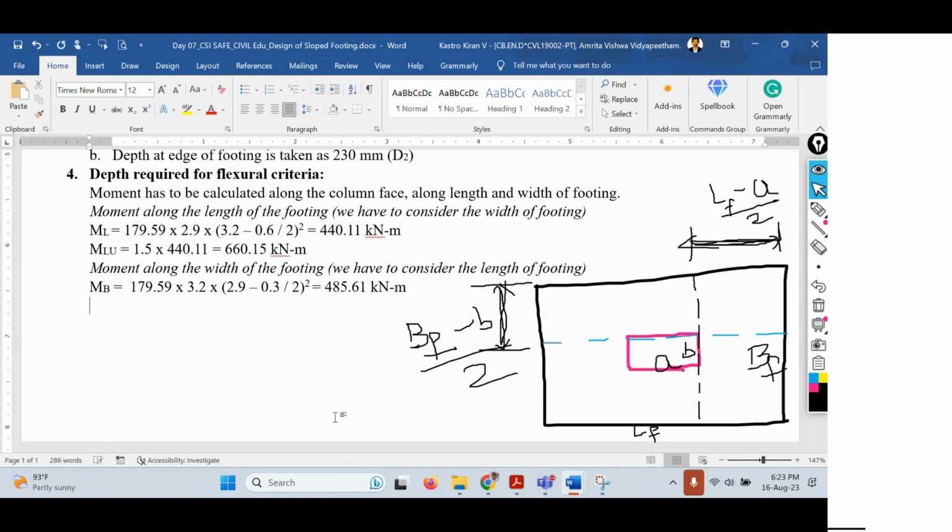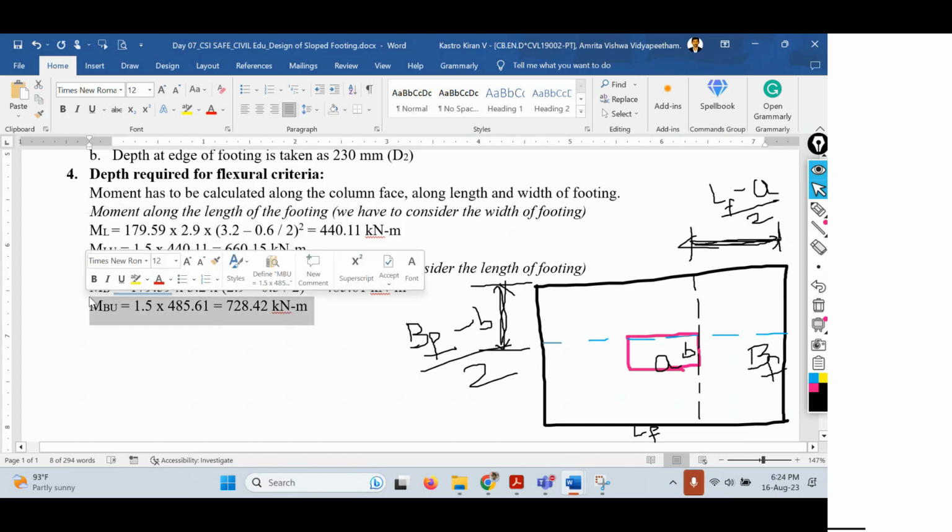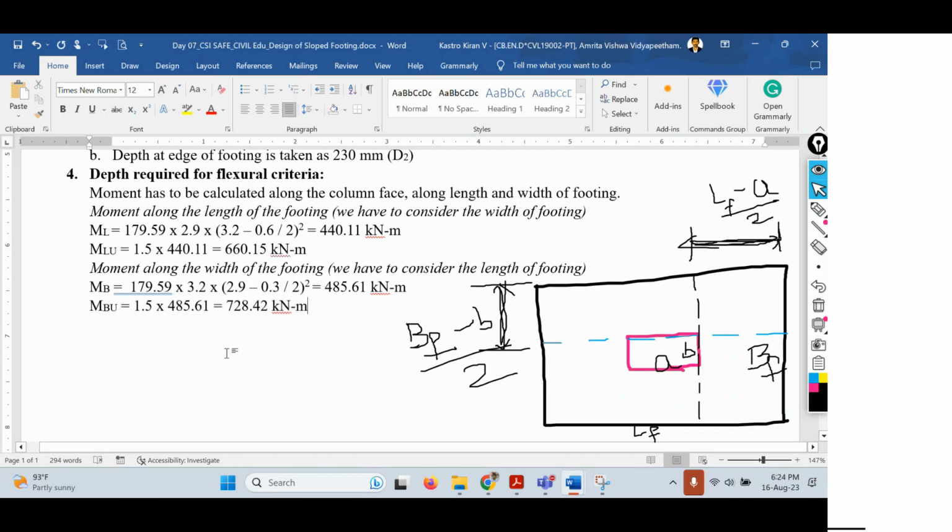Now we need to get the factored moment, that is MBU, which equals 1.5 times 485.61, that equals 728.42 kilonewton meter. So this is the moment along the length value and the moment along the width value. Based on this moment calculation, what we have to do next is find out the depth required for the flexural criteria.